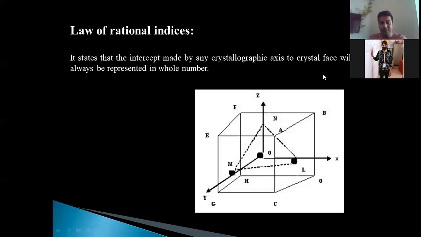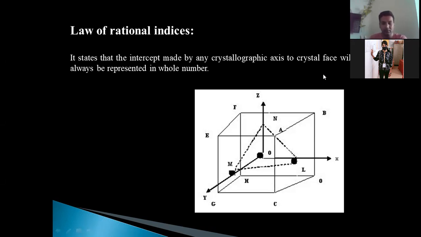And what does the law say? The law says that the distance, or the intercept made by that axis, try to understand, the intercept made by that axis on the face will always be represented by a whole number. It will never be represented by a fractional number. Why can a fractional number not be used?